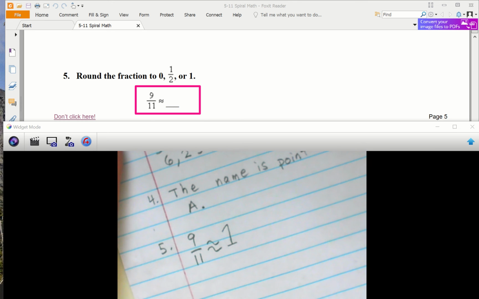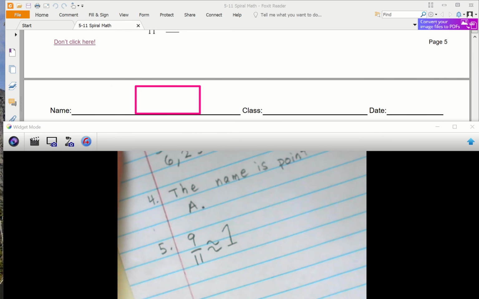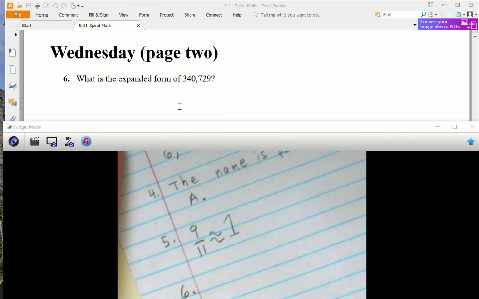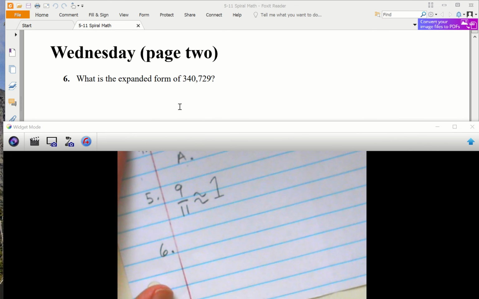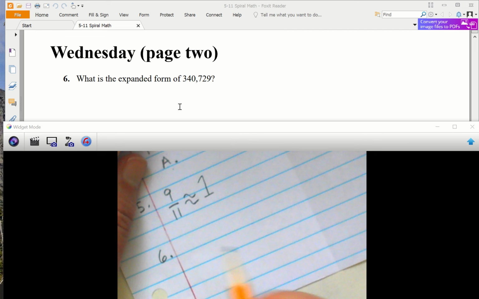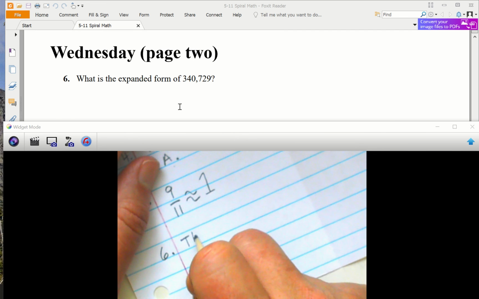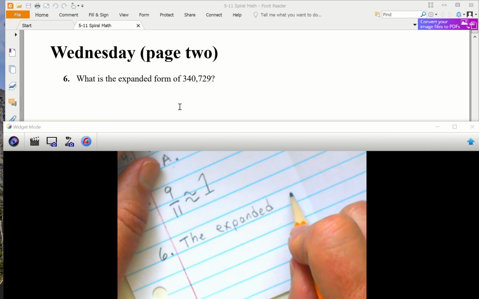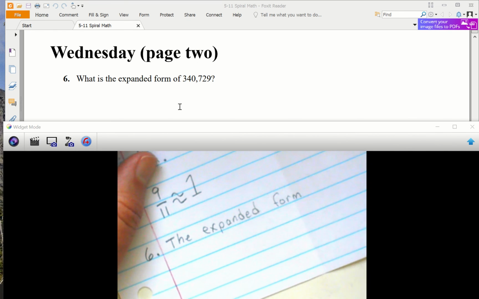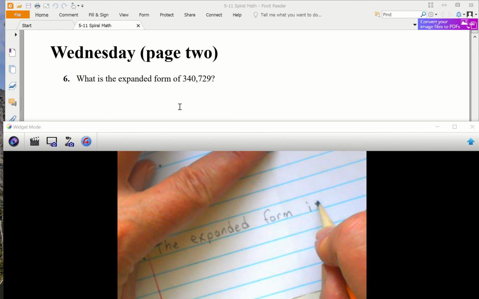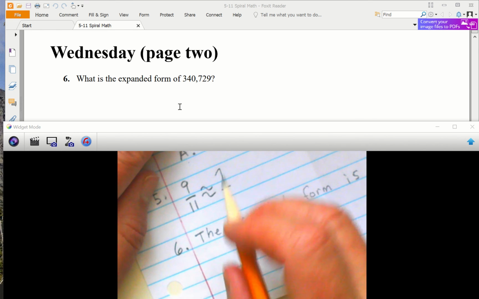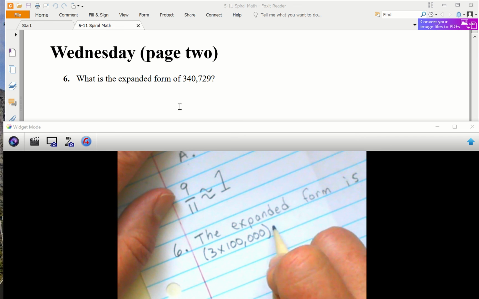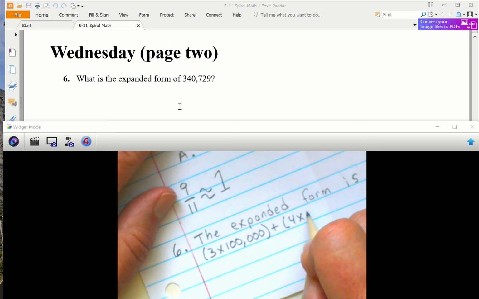Let's take a look at number 6. What is the expanded form of 340,729? Well, go ahead. I've got some space for this one. I'm going to go across. I'll just write here the expanded form is, and I'll start to write it out. 340,000, so I'll say 3 times 100,000 first. I'll add 4 times 10,000.